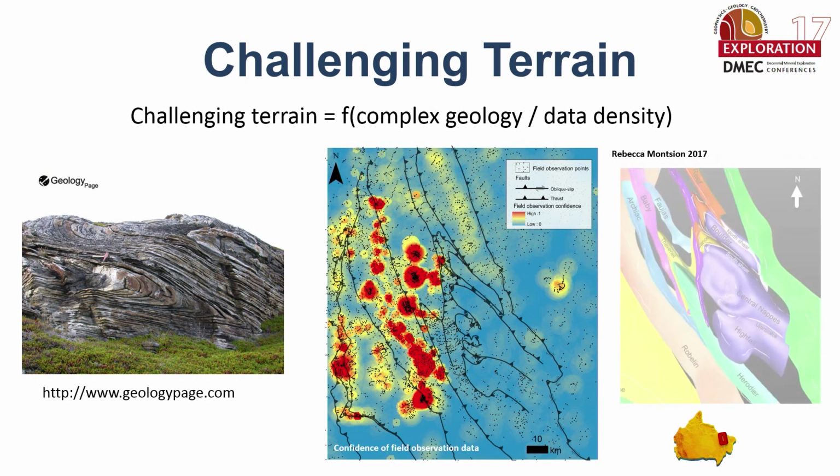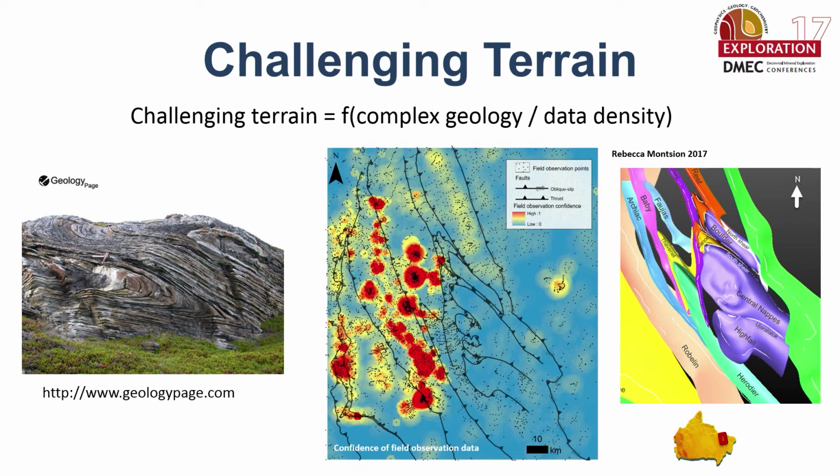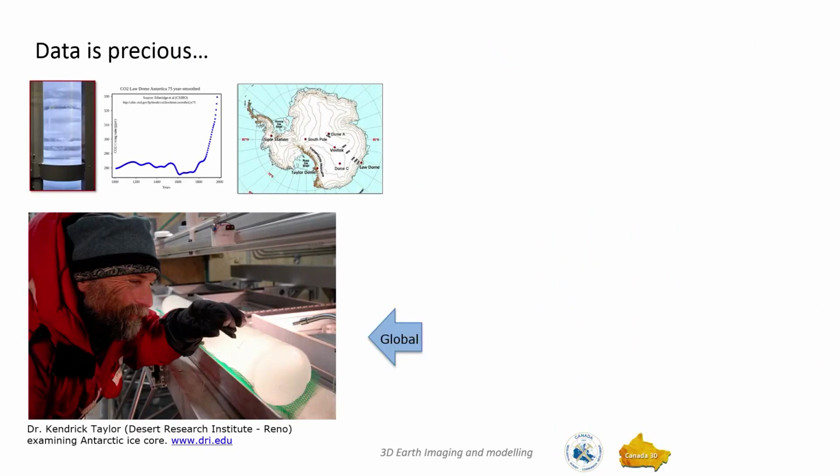But the models that are coming out of there, often we find that there's this relationship between the more simple parts of the model and where the data is dense. And generally, the more complex geology, as you see here in these Paleoproterozoic nappe structures, are in areas where there is much less data. All right, so this is one of the key challenges for us to deal with in 3D modeling.